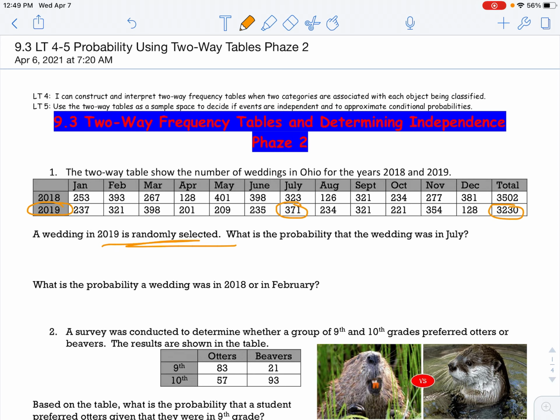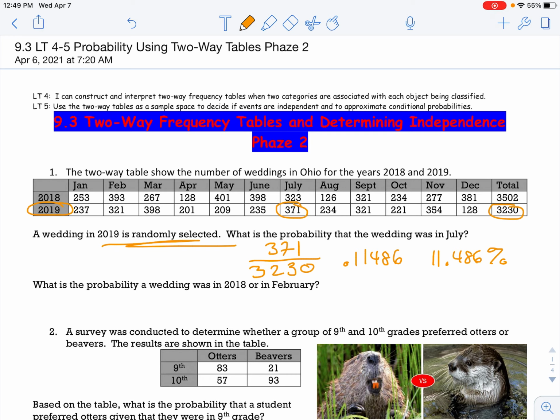So from 2019, there were 3,230 weddings, and 371 of those were in July. So you could have this fraction, or we could plug it into a calculator and get some decimal, 0.11486, or you could even say 11.486%. All right, fraction, decimal, percentage, all the same thing, just represented differently.